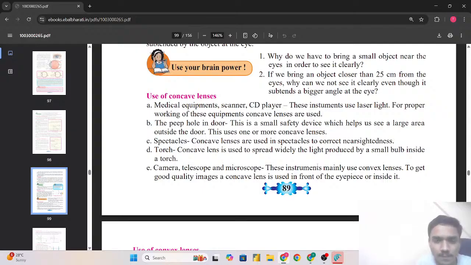Next, fifth use is the camera, telescope, and microscope. This instrument mainly uses the convex lens to get a good quality image. A concave lens is used in front of the eyepiece or inside it.